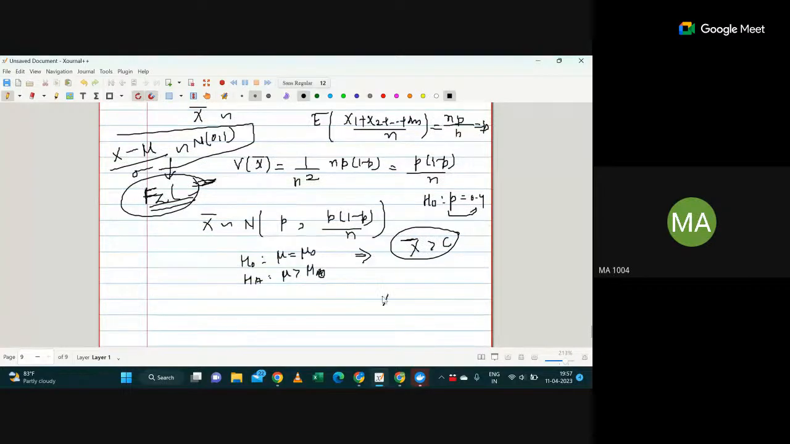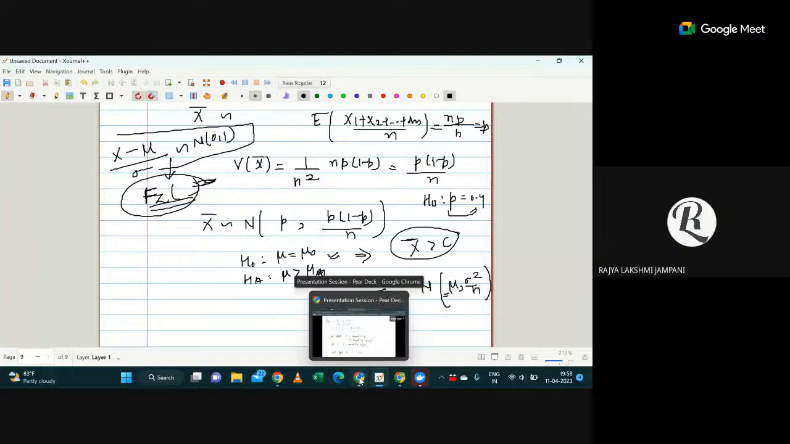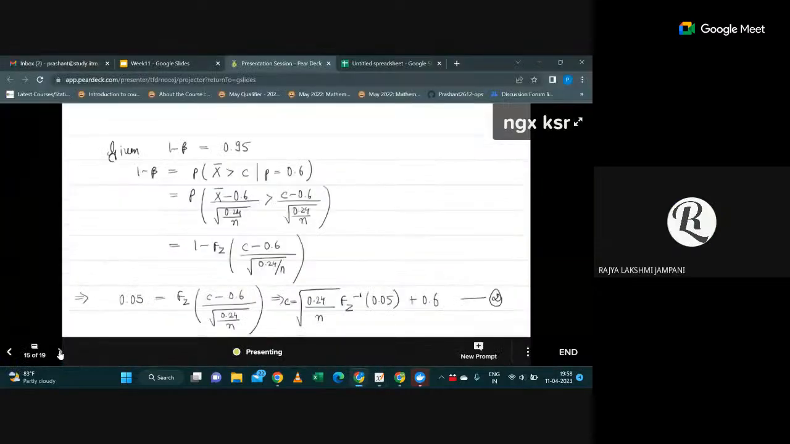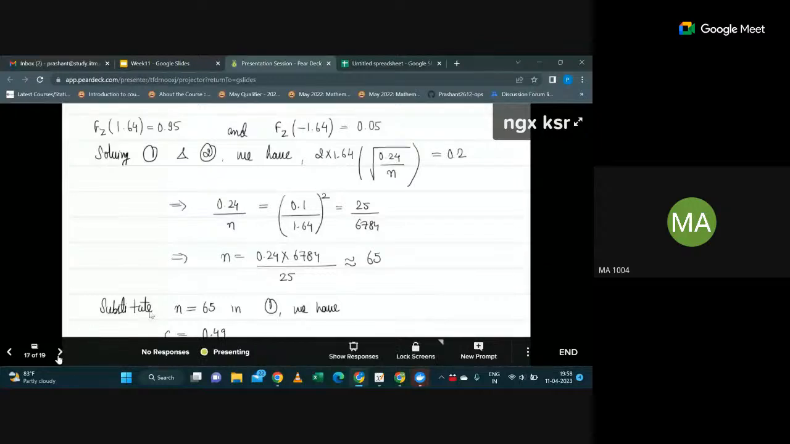So your sample mean and your test statistic will be x bar. What will be x bar? It will be normal with mean mu and variance sigma square by n. Correct? And your hypothesis was given in terms of mu for the population mean. Clear? Okay. So let's move to the last question.